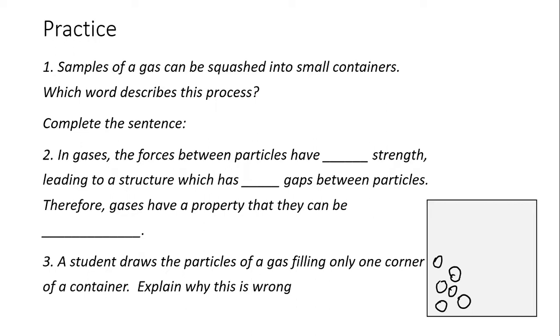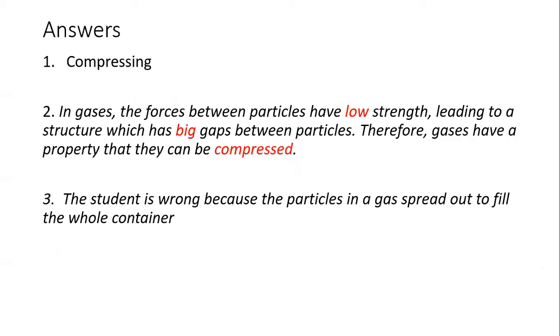Okay, so samples of gas can be squashed into small containers. Which word describes this process? I'm hoping that you said compressing or compressed. So complete the sentences then. In gases, the forces between particles have what type of strength? Hoping you said low strength, leading to a structure which has large gaps between particles. Therefore, gases have the property that they can be... So if they have large gaps, what does this mean? It means they can be compressed. So check your answers. So they have low strength, large gaps, and they can be compressed.